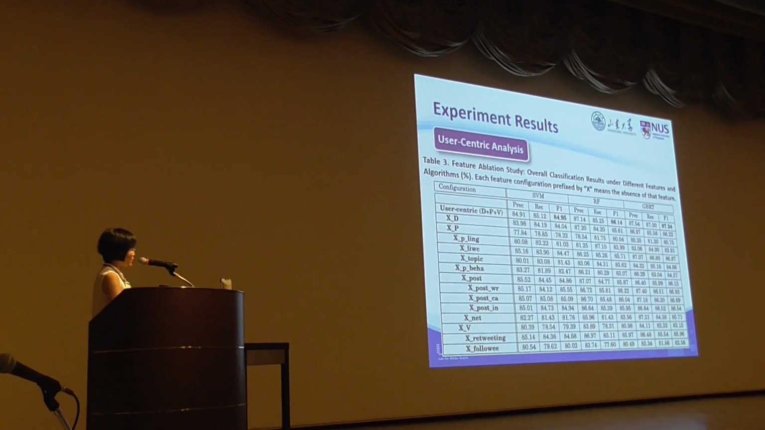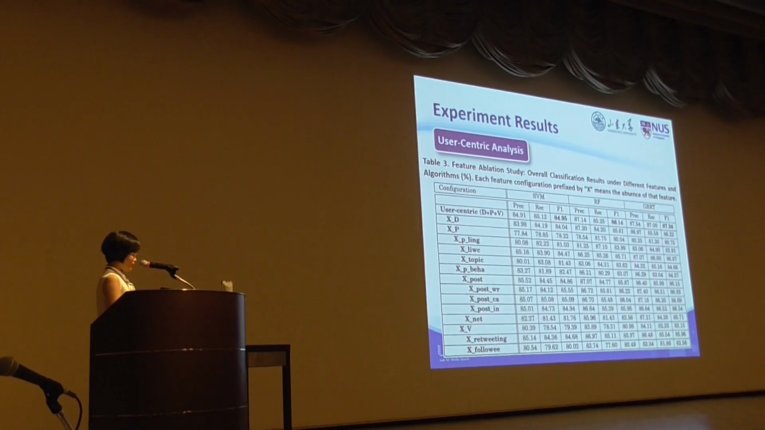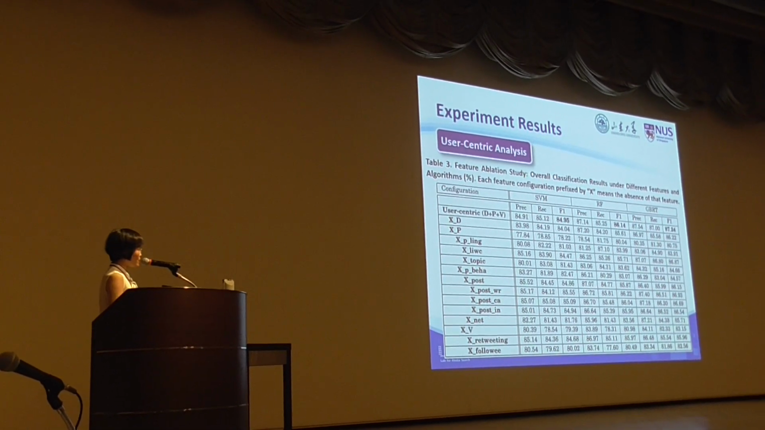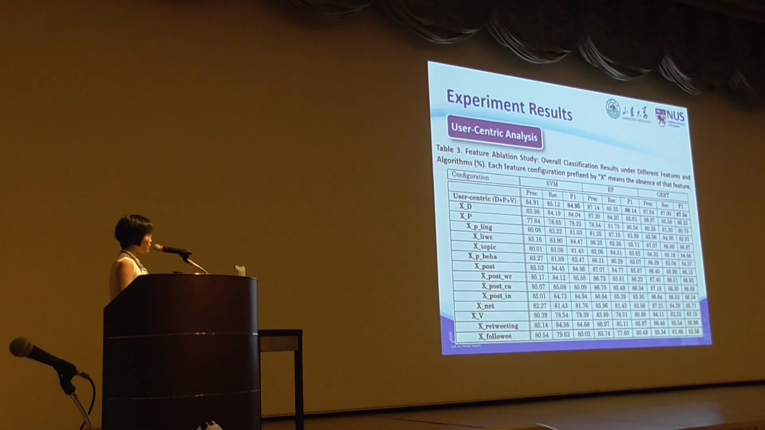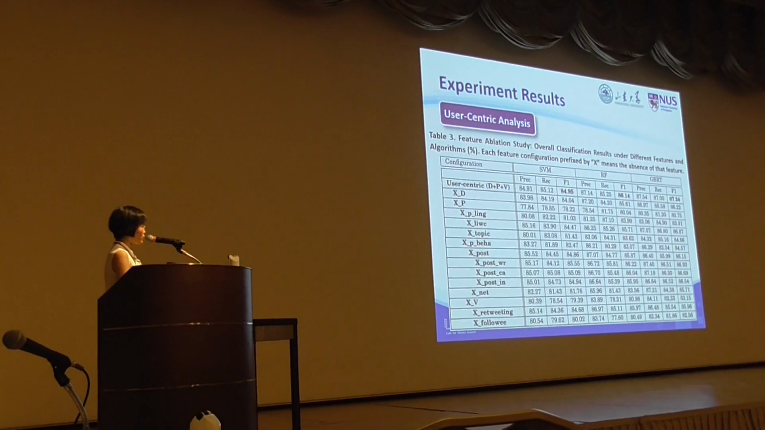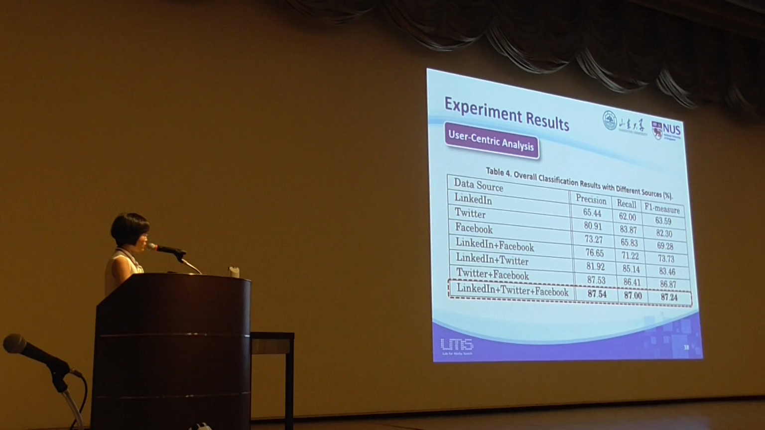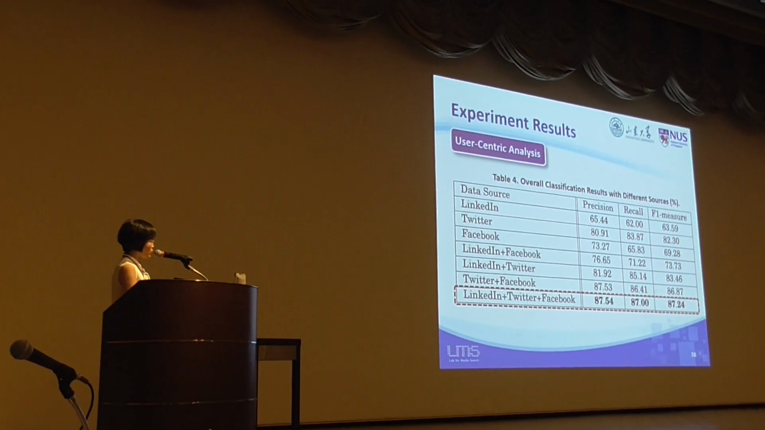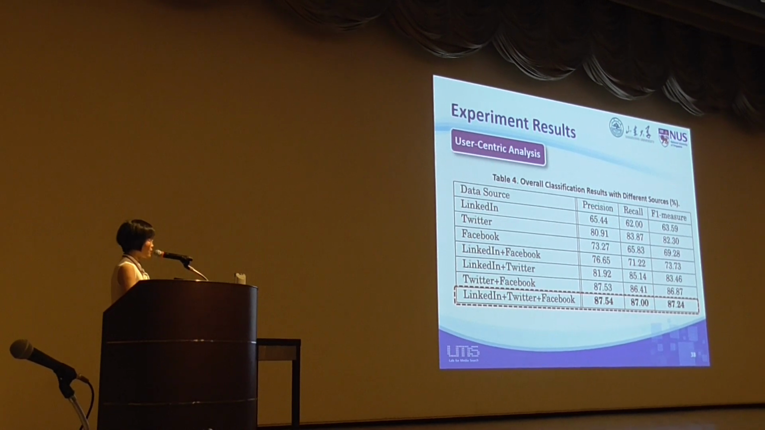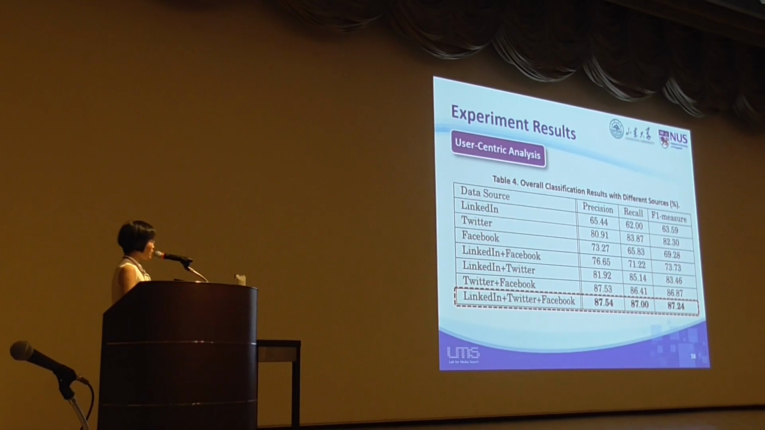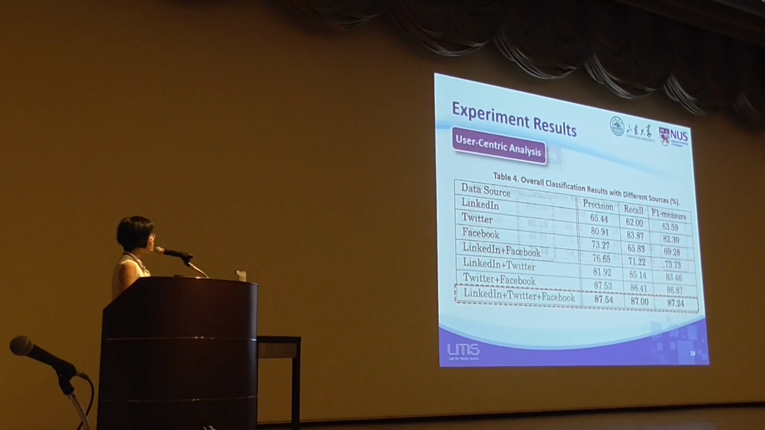Alternatively, we also do the experiment by removing each set of the features. Here you can see that by removing any set of the features, we see a drop in performance. This means all these features are complementary to each other. And finally, we check the contribution of each social network and check the advantage of multiple social networks over the single social network. As you can see, the more social networks we incorporate, the better performance we can achieve.